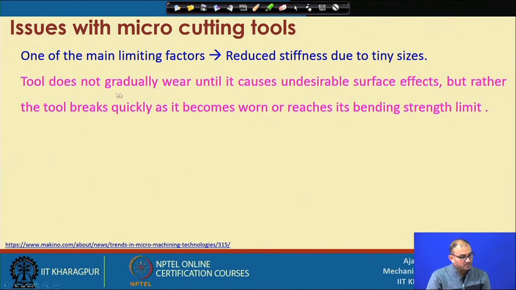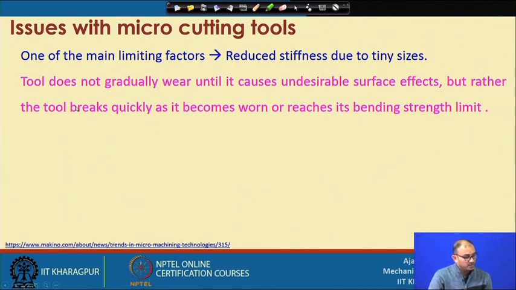Another problem, the tool does not gradually wear until it causes undesirable surface effect, rather the tool breaks quickly as it becomes worn or reaches the bending limit or bending strength limit. So, now mostly if you do conventional machining operation, what is our objective? We study the tool wear, right, because we know that the breakage of the tool will take more time compared to the wear of the tool, but it is actually reverse in micro cutting, where you can easily reach that particular limit of the breaking strength compared to the study of the wear.